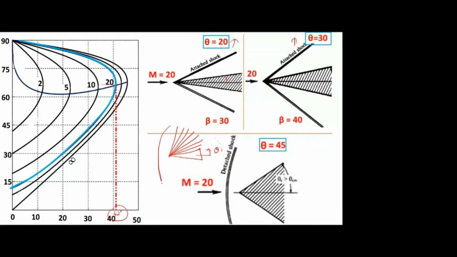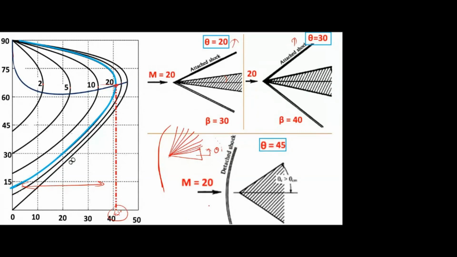The wave is completely detached. So below this 42, I'm getting a beta value. That means the wave is attached and the wave angle keeps on increasing. After this theta, there is no value. That means the wave is not attached, it is detached like this. Is that clear?